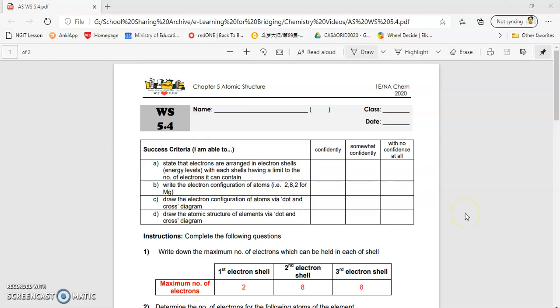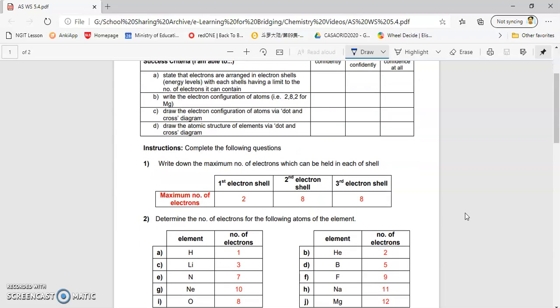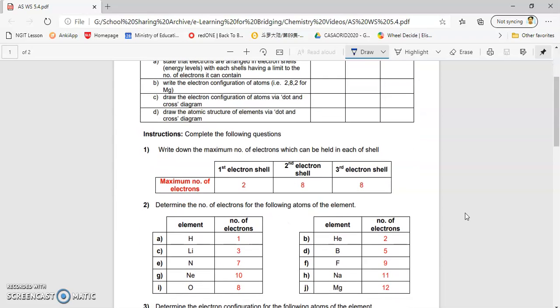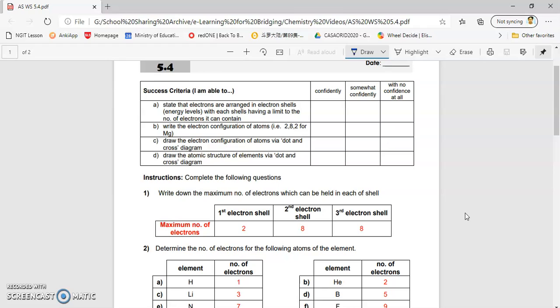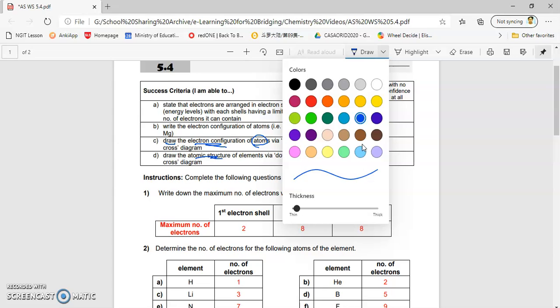Okay, now we're on to our last worksheet, worksheet 5.4 for atomic structure. We're going to look at how electrons are arranged for an atom. We're also going to learn how to write the electronic configuration, and how to draw the configuration for atoms. So this is what we're going to cover in this worksheet.